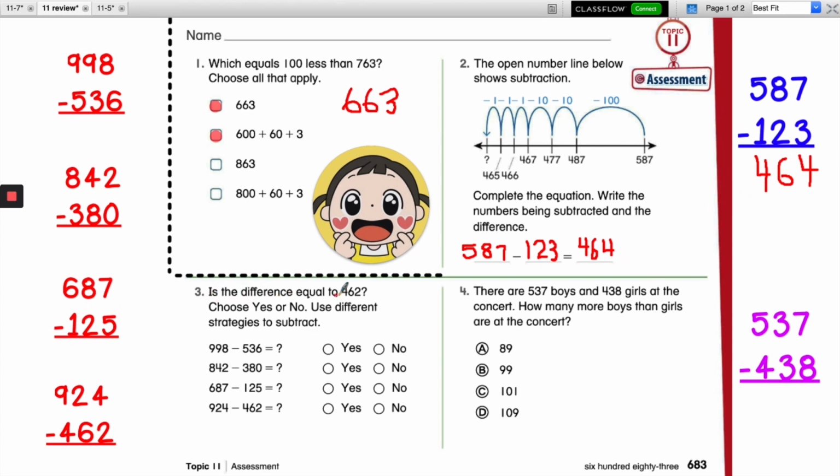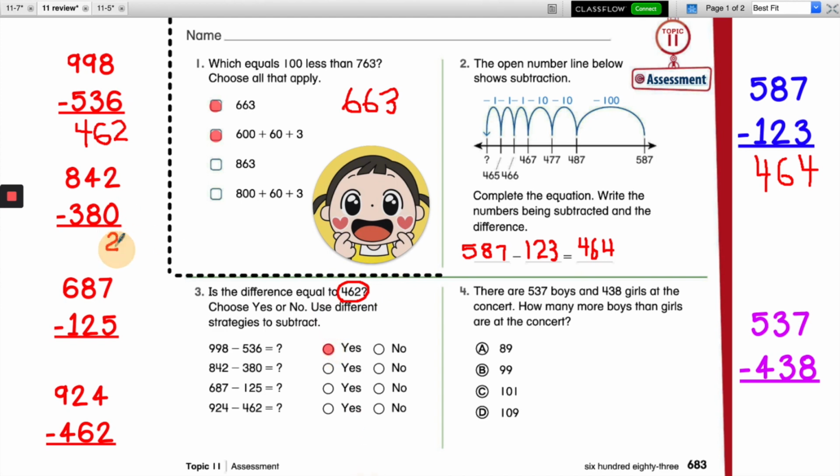Okay, number 3. Is the difference equal to 462? Choose yes or no. Use different strategies to subtract. So what we need to do is rewrite each one of these subtraction facts, and we need to subtract them however you like to subtract. 8 minus 6 equals 2. 9 minus 3 equals 6. 9 minus 5 equals 4. So does 462 equal 462? Yes.